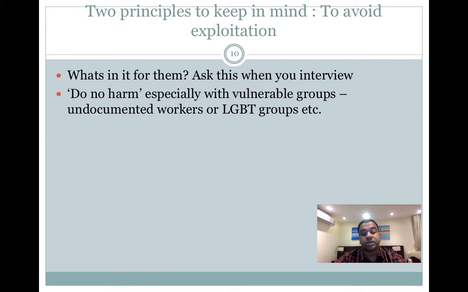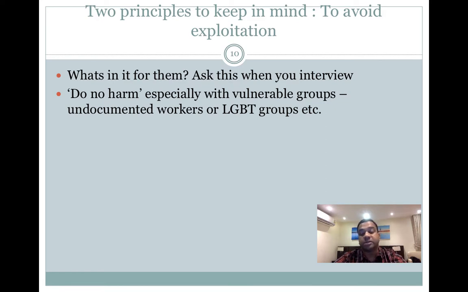Also, the other key principle is do no harm, especially when you're dealing with populations that may be vulnerable, undocumented workers in the US, for instance, or LGBT groups or other minoritized groups, which may actually be harmed by your research. So always keep in mind that do no harm should be your guiding principle. How you do this varies by each context. If you have specific questions, we can talk about it one-on-one.